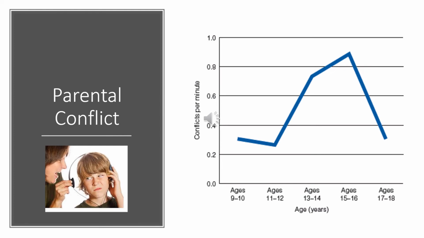Okay, so let's talk about parental conflict during adolescence. Conflicts with parents generally increase, especially from about the age of 12 to 16 or 17. This graph shows mothers and sons. It was based on a study that videotaped interactions over an 8-year period. And so we might ask, why is this? Why does conflict increase, and then begin to decline?